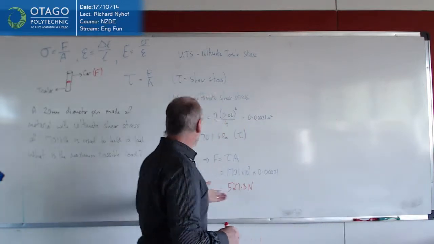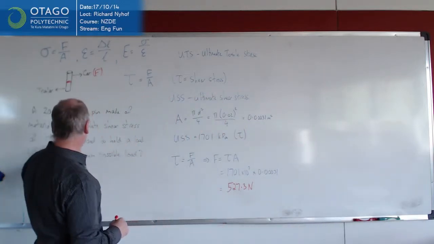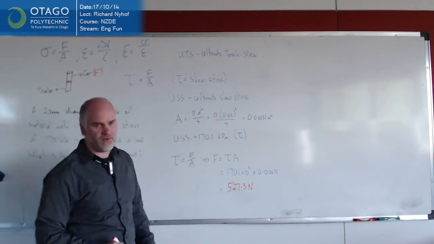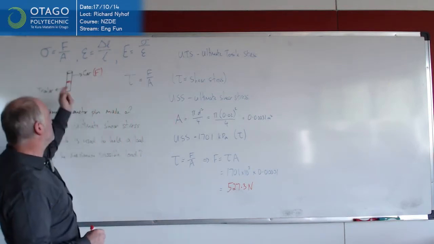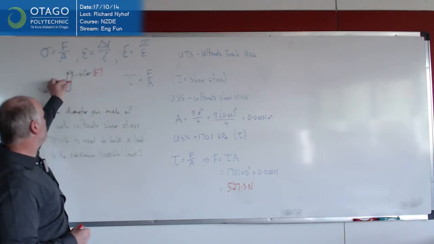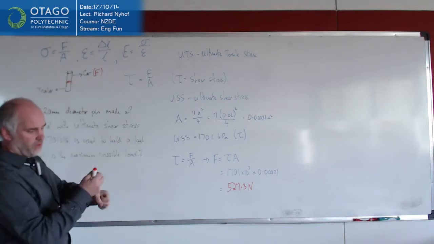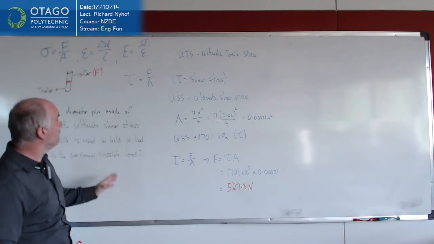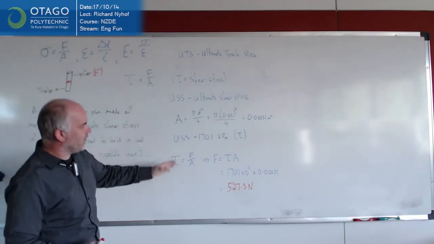So this particular bar made of this particular material, which is not a very strong material, can withstand 500 newtons. So if we get a force on here that's bigger than 500 newtons, it's going to cause it to shear, and actually the thing will break apart and won't carry the load it's supposed to carry. Okay, so that's the idea of shear stress.